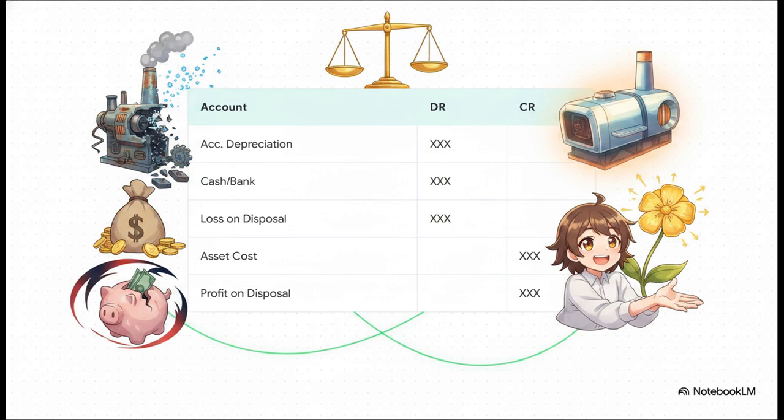Take a look at how beautifully this all balances out. It's like a giant puzzle. Your debits are the accumulated depreciation you're wiping out, plus the cash you're receiving. Your credit is the original cost of the asset you're removing. But what about the difference? Well, if our carrying amount, which is what the asset is currently worth in our books, is greater than the cash we receive, we are losing out, so we debit a loss on disposal as an expense. But if we get lucky and receive more cash than the carrying amount, we credit a gain or profit on disposal as income. It's the perfect balancing act.